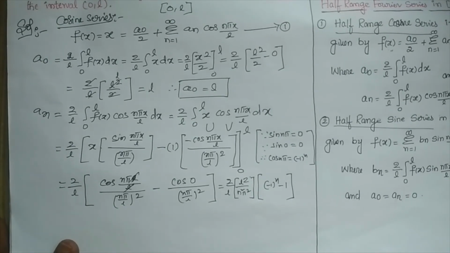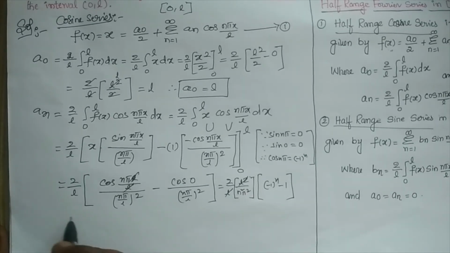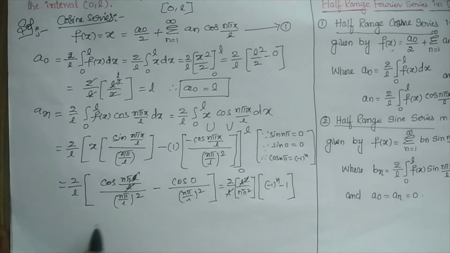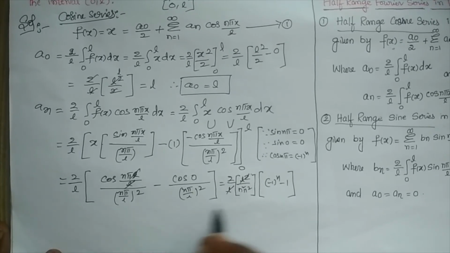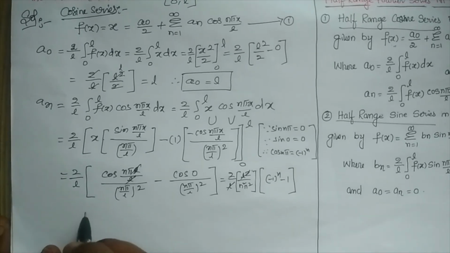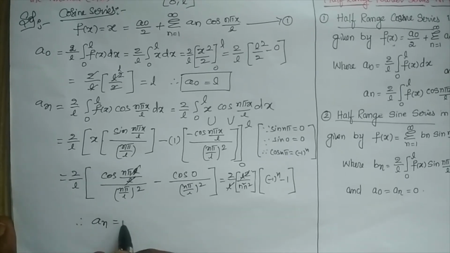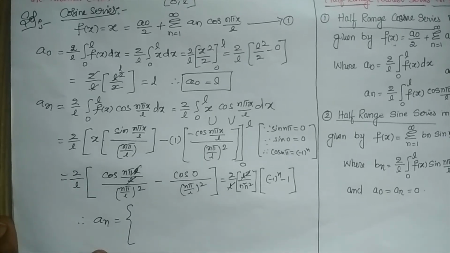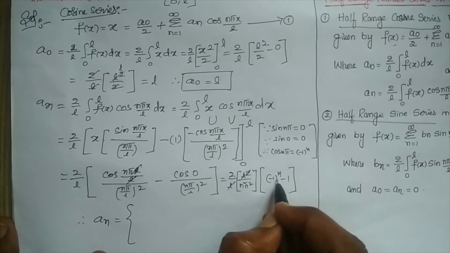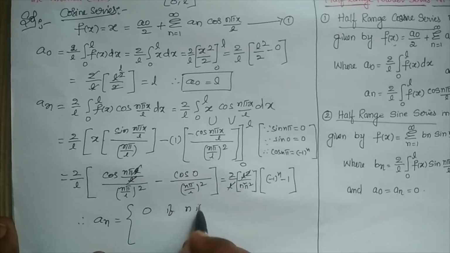So which is equal to, then after simplification L gets cancelled. So which is equal to 2L by n square pi square, which is valid only when n is odd. So suppose I can rewrite this one, a_n is equal to, please listen carefully. Suppose n is even, what happened? 0. It is 0 if n is even.